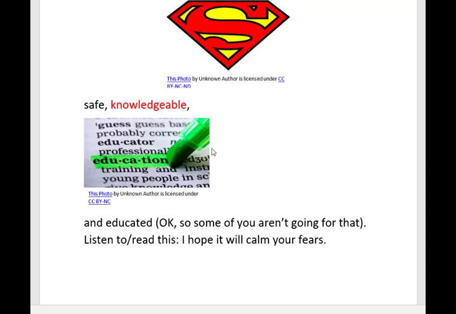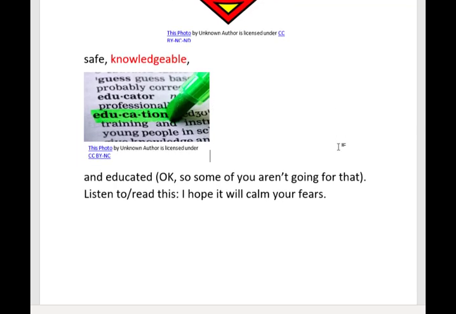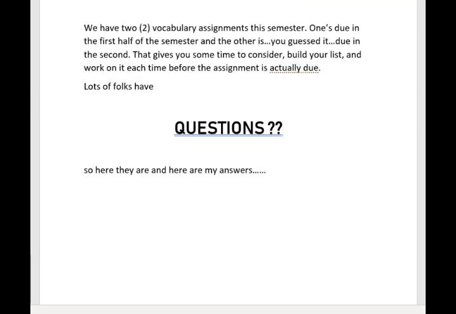We have 2 vocabulary assignments due this semester, only 2. One's due in the first half of the semester, and the other is, you guessed it, due in the second half. That gives y'all some time to consider, build your lists, and work on it each time before the Vocabulary 1 or Vocabulary 2 assignment is actually due. So here's some FAQs and my answers to them.